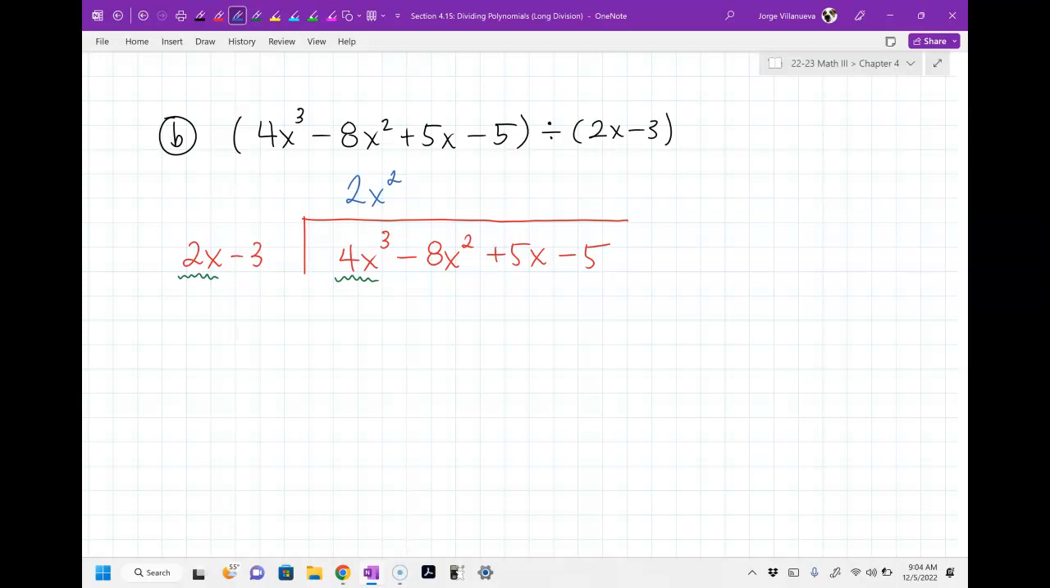Now you're supposed to distribute this answer, okay, right here and right there. So let's do that. 2x squared times 2x, that's 4x cubed. 2x squared times a negative 3 is a negative 6x squared. Now I'm going to erase the little squiggly line because I don't want anybody to think that we're dividing. And we're going to subtract.